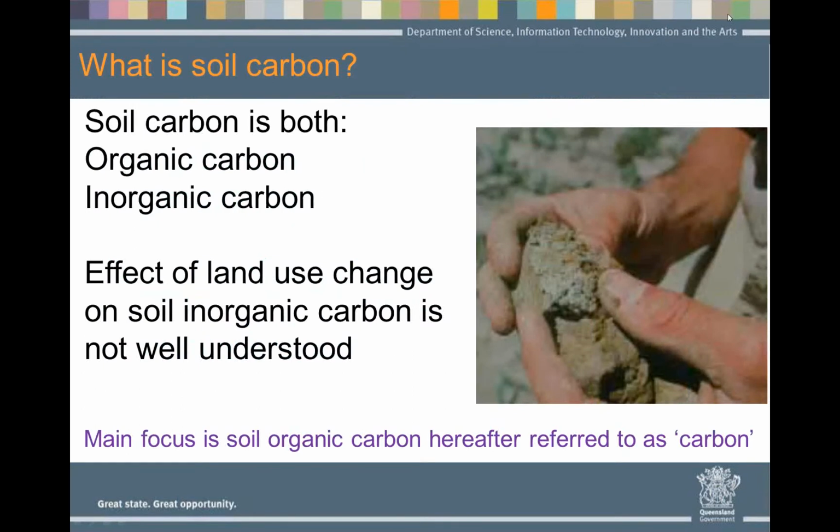So soil carbon is both organic carbon and inorganic carbon. But the effect of land use change on soil inorganic carbon is not well understood at this stage. So I'll present organic carbon, which from now on I'll just say carbon, but what it always means in all the presentations from now on is the organic carbon.